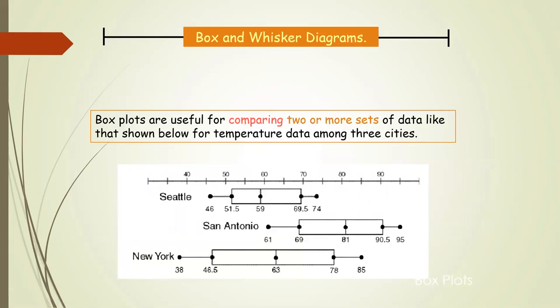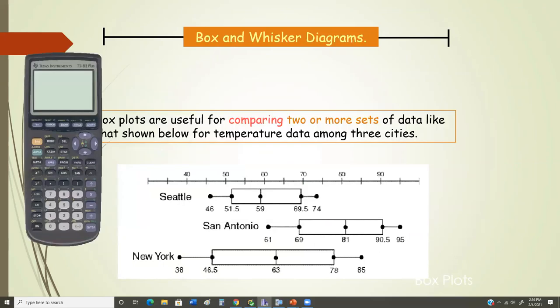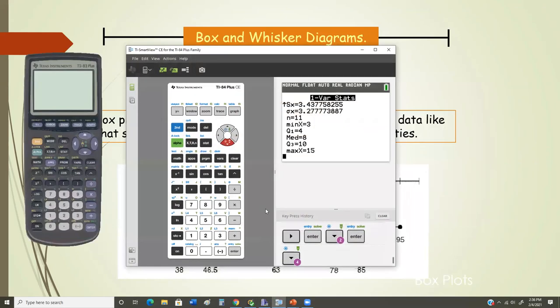So Q2 in your calculator is the median. So when you look at your calculator, where it says MED, median, that's just quartile 2. That's all it is.